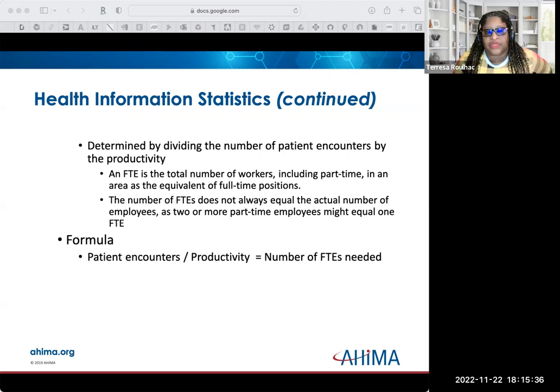The other thing we do is we determine by dividing the number of inpatient encounters by how much productivity is going on. We look at the formula: patient encounters divided by productivity equals the number of FTEs needed.